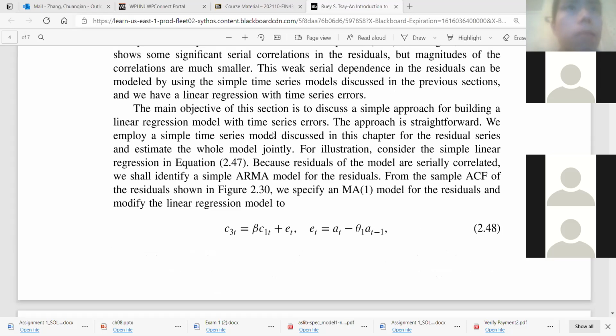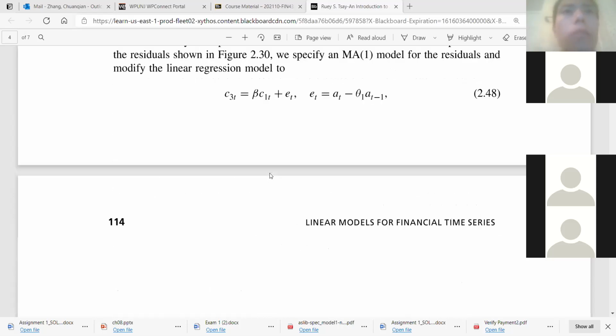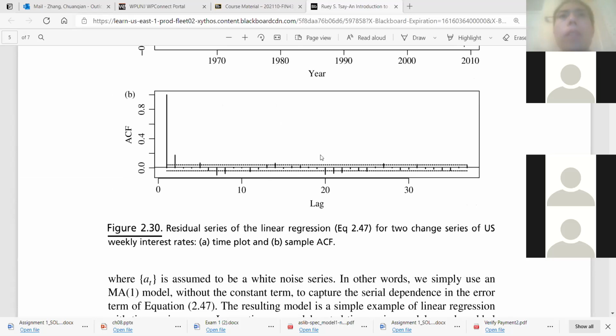The author mentioned that because the residuals of the model are serially correlated, we have mentioned autocorrelation, you always cannot avoid that. So how do we handle that? How about we model that? So we shall identify a simple ARMA model for the residuals. From the sample ACF of the residuals shown in Figure 2.30, we specified an MA model for the residuals. Which one is 2.30? This one, right.